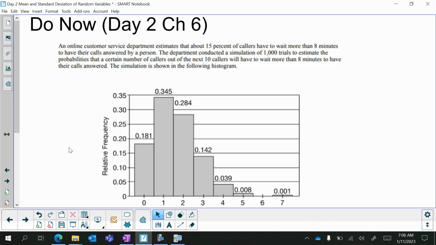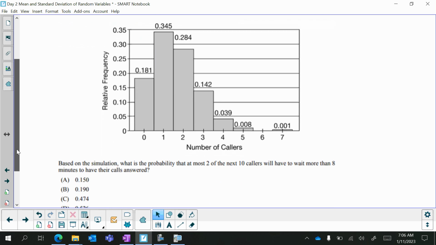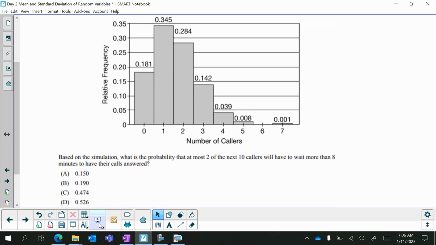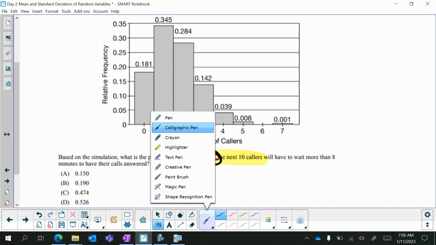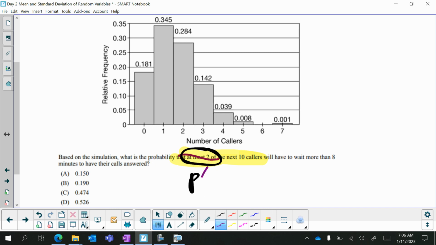It's talking about the probability of customers waiting more than 8 minutes to have their calls answered by a call center. And then if you look down below, it says, what is the probability that at most 2 out of 10 will have to wait more than 10 minutes. Sorry, I don't have a stylus here at home. So basically, you guys know we talked about at most yesterday. At most is less than or equal to. So you're going to do x less than or equal to 2.